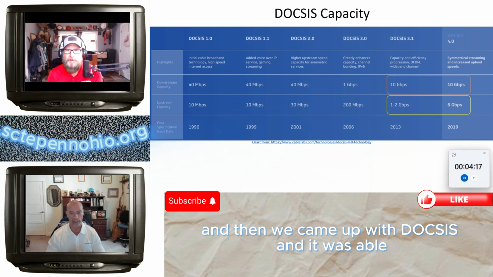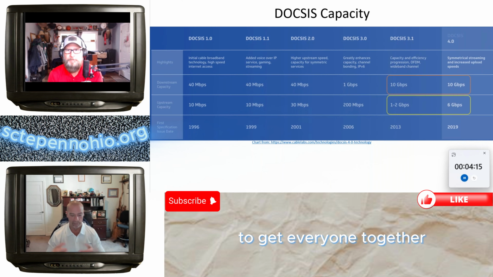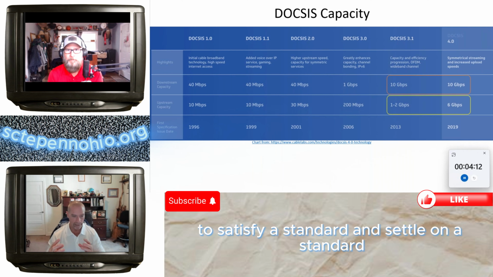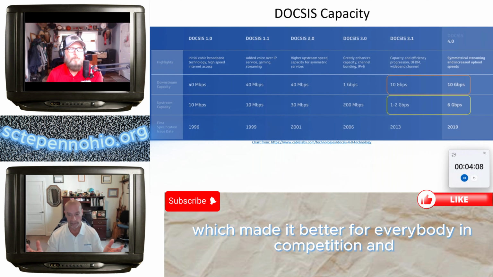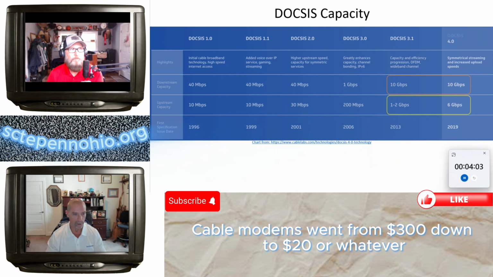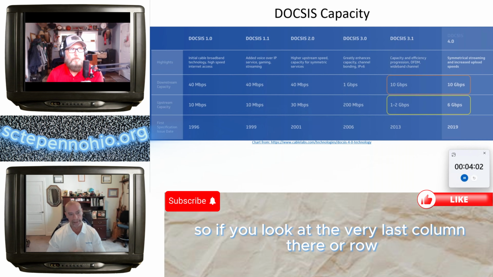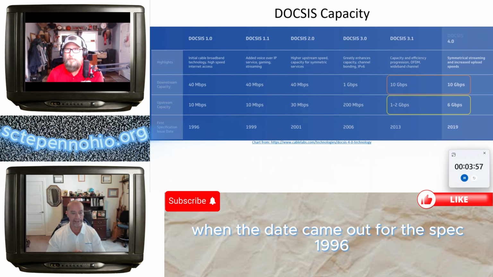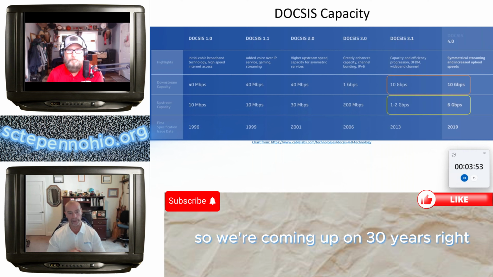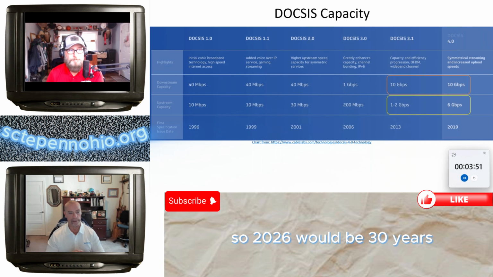And then we came up with DOCSIS, and it was able to get everyone together to settle on a standard, and then drive prices down, which made it better for everybody in competition and made modems go from $300 down to $20 or whatever. If you look at the very last row, when the date came out for the spec, 1996. So we're coming up on 30 years, right? 2026 would be 30 years. So we're getting really close to 30 years with DOCSIS.